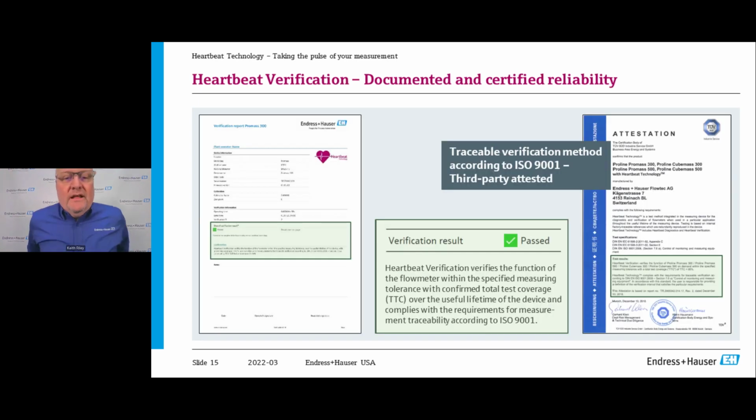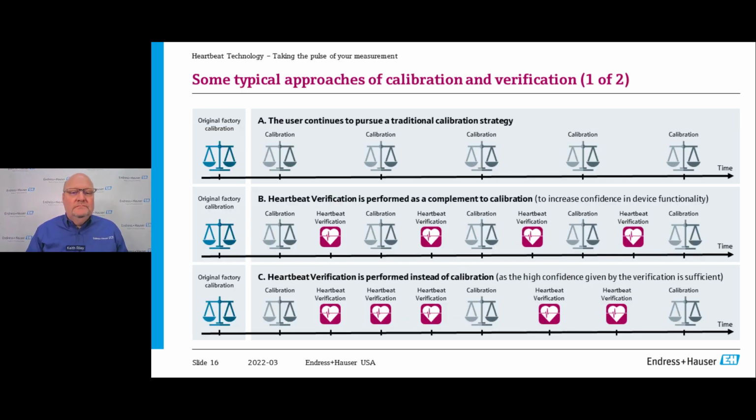And of course, like everything, if it's not documented, was it actually measured? In this particular case, heartbeat verification can easily be documented from the instrument. You can generate a PDF that can stay with the instrument and be printed out on demand, or just saved immediately after you have done the heartbeat verification. So then you can save it as a PDF, save it electronically, do a printout, whatever your particular process is geared towards as far as your record keeping.